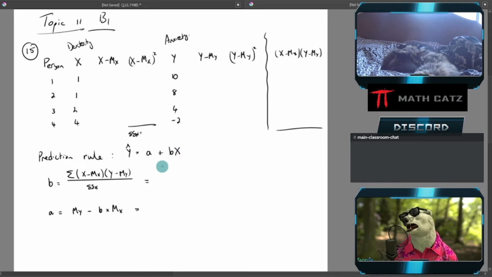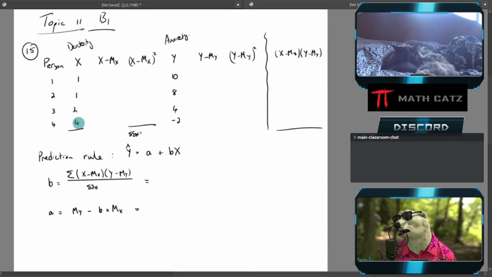If you think back to high school, this has the form y equals mx plus b, but of course the m and the b have different roles here. The slope is now called b, and the intercept is now called a. Regardless, in order for us to get here, we need to fill in these top numbers and do some calculations, similar to when we calculated the correlation coefficient, though not exactly the same.